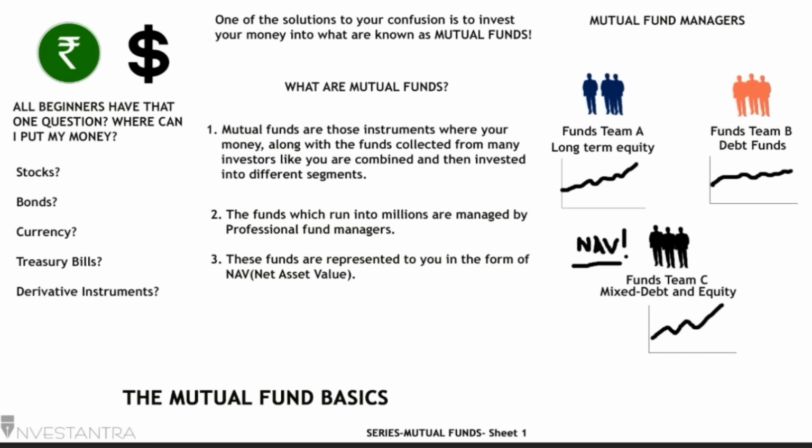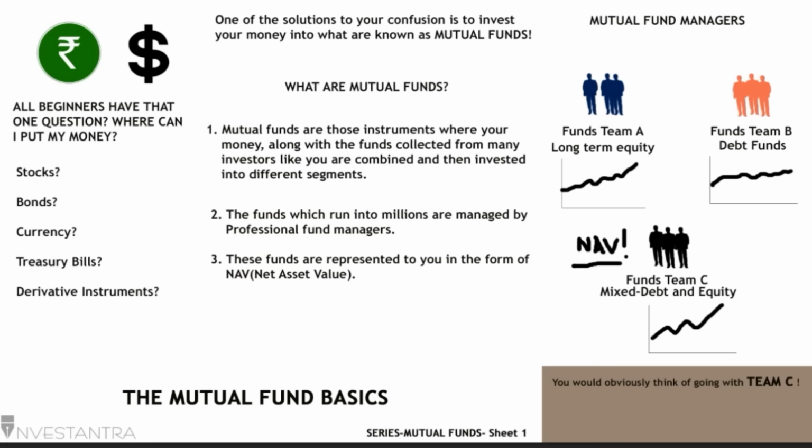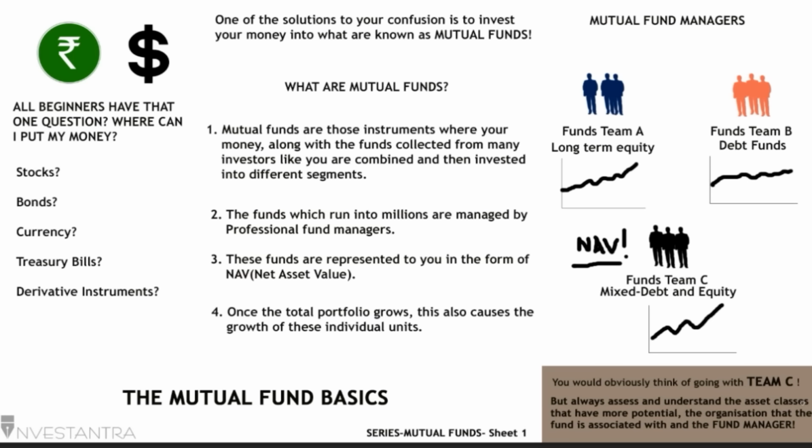You would obviously go with team C here, right? It has performed the best. But what you need to keep in mind is that's not the only criterion. Past performance is one of the important criteria. What you also need to assess is which fund the fund manager is associated with, what the organization is, and what asset class they invest in. So you need to assess what exactly holds potential for the future. Is it debt? Is it equity? Etc.